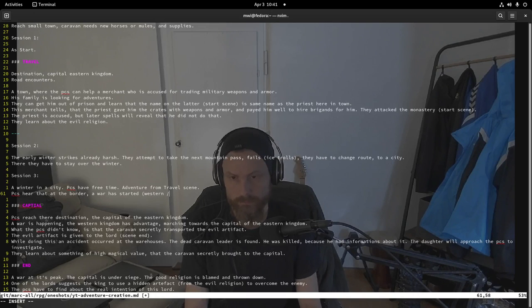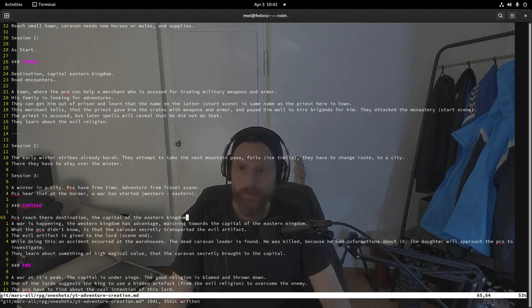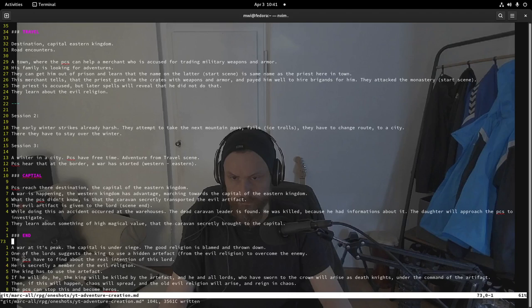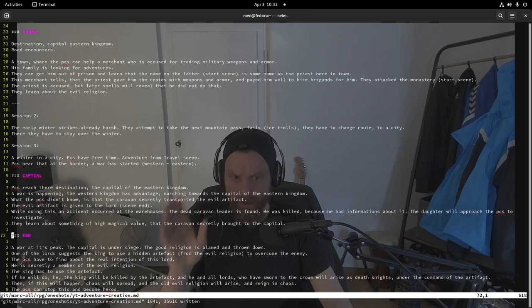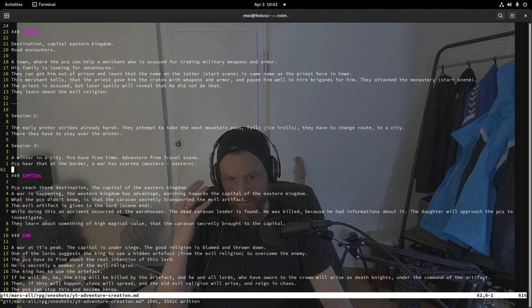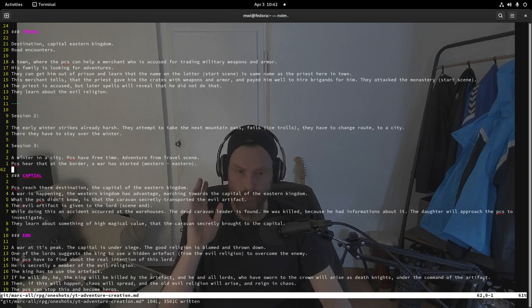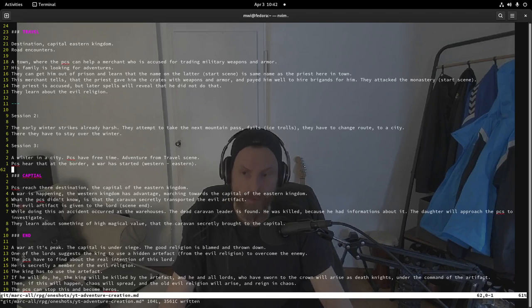Western, Eastern. So now they reach the capital. They pass this last mountain range after the next winter. Land becomes more flat. Forests. Some hills at the beginning. Till they reach the long road that comes from the south. And they eventually, someday, late spring, arrive at the capital of the Eastern Kingdom.